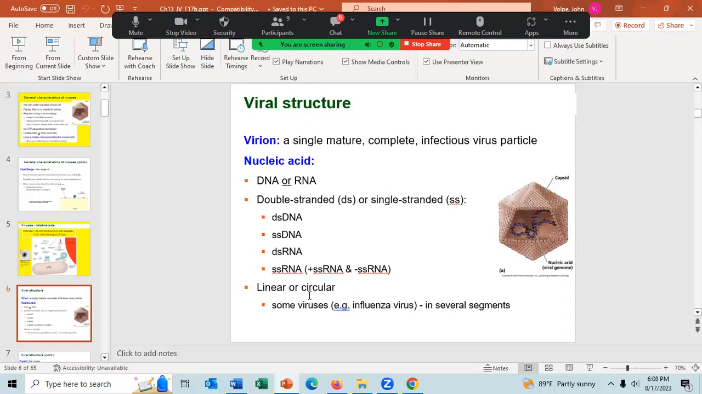Some viruses have their genome separated into several segments. An example of that is the influenza virus, the virus that causes the flu. Their genome is separated into several segments. That should be normal to you because the human genome is separated into several segments, and we call each segment a chromosome. Any question about any of that?